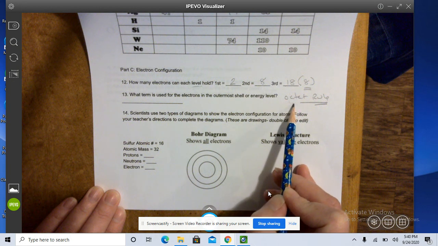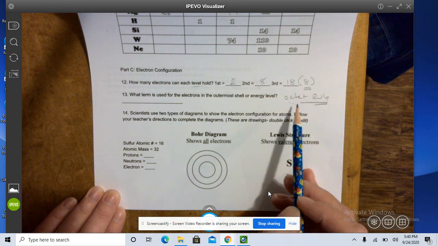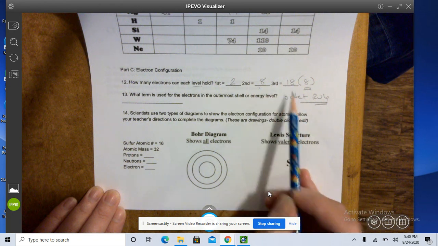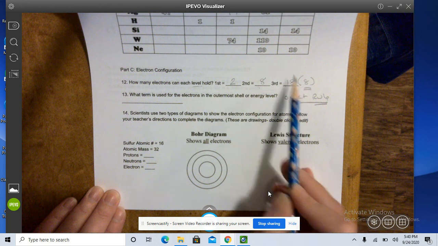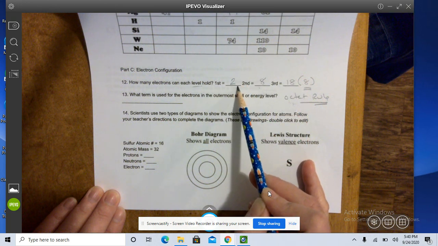If they are full, so if they have 8 in their second, third, fourth, etc., then they're full and they don't need to bond. The only time they're not looking for 8 is if they're only looking at the first ring, because they're looking for 2.